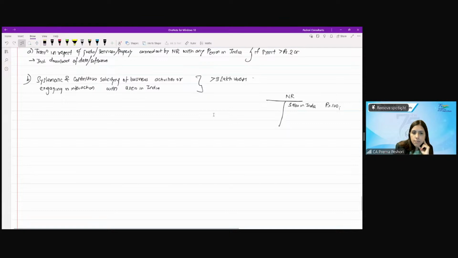Yes. Yes, Prashant, YouTube, Netflix also have the SEP in India. Will you tax entire 100 rupees in India if it has a business connection in India?